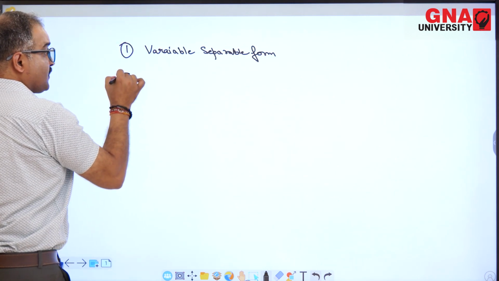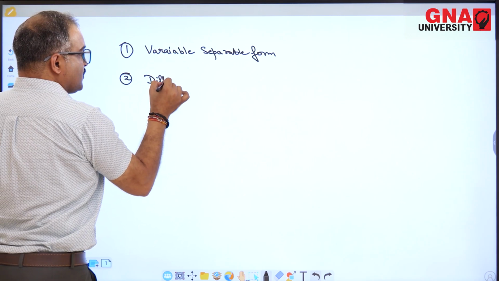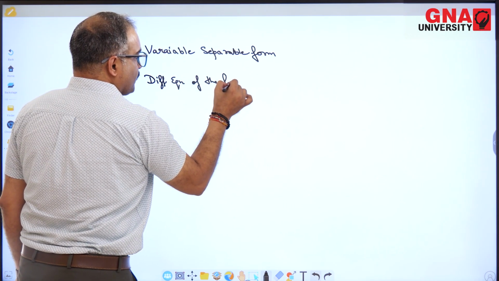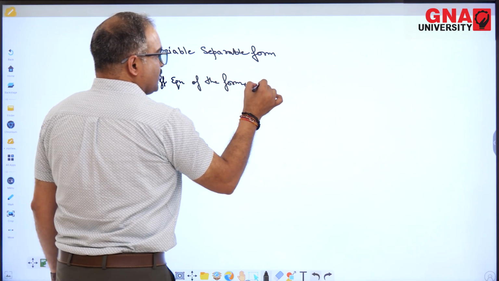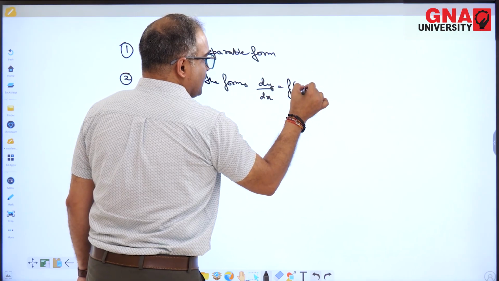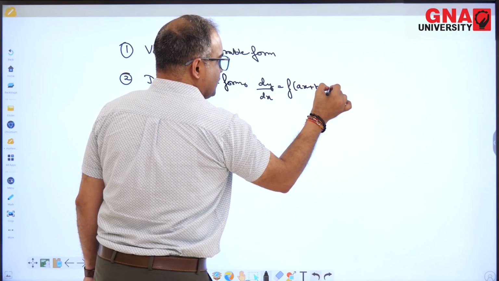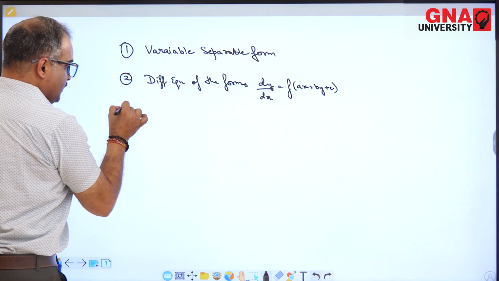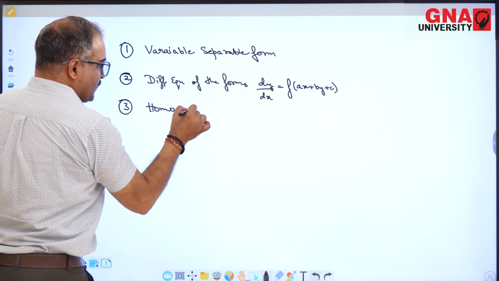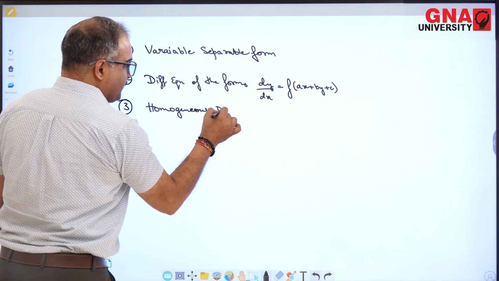Second is differential equation of the form dy by dx is equal to f of ax plus by plus c. Number 3, that is homogeneous differential equation.